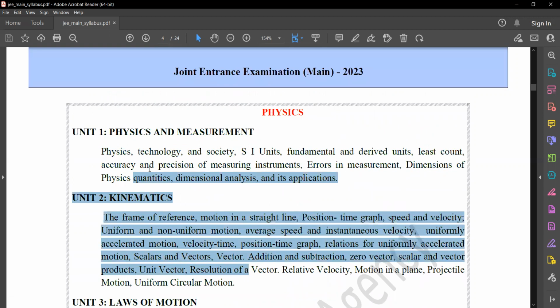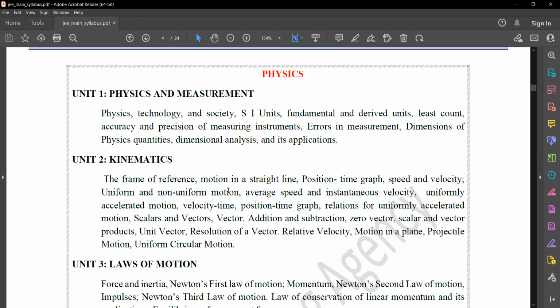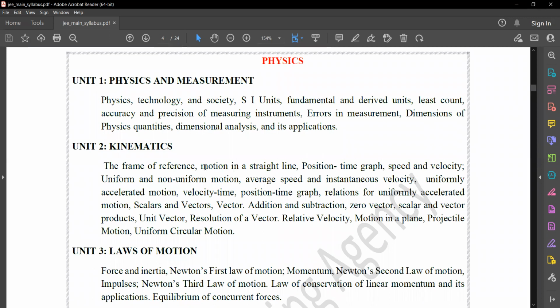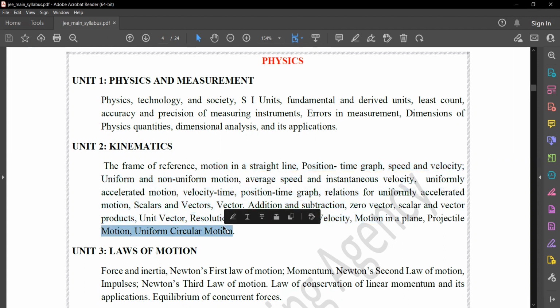Physics syllabus: physics and measurement. These are from the class 11 syllabus. Physics, technology, society, SI units, errors in measurement, dimensional analysis and its applications. So these are basically chapters 1 and 2 of your NCERT book. Class 11, kinematics: frame of reference, motion in a straight line, position-time graph, all these things will come. Relative velocity, projectile motion, uniform circular motion. So these are basically chapters 3 and 4.